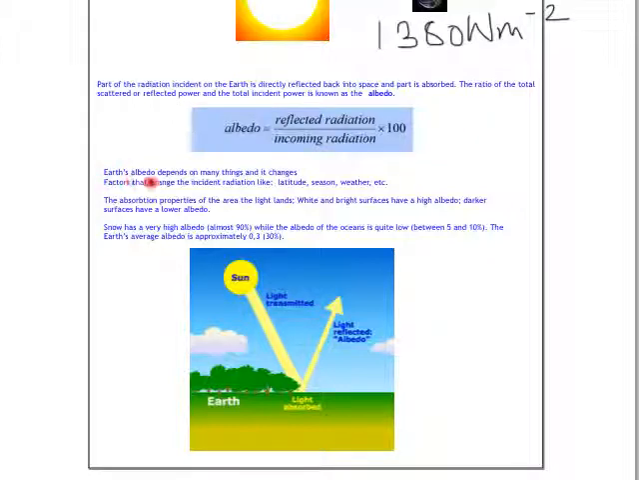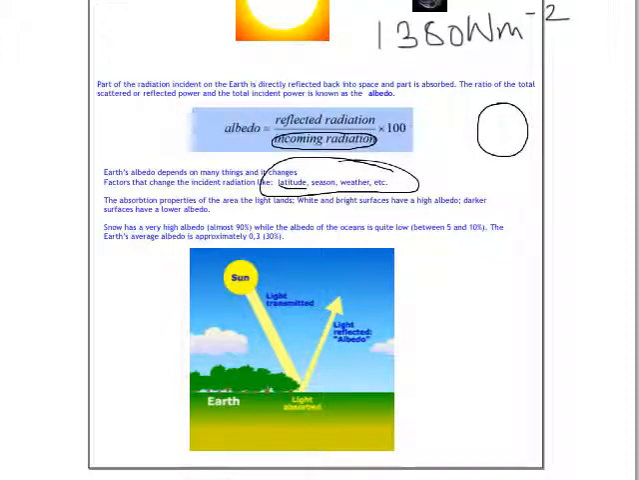The Earth's albedo depends on many things, and it changes. And things that can change it, and this is important that you can quote some of these, we mentioned them before: the latitude, the season, and the weather. The latitude, because the actual incoming radiation would be less, because in some areas of the planet, the light reaching from the sun is not head-on, it's spread over a wider area. So that incident number, that 1,380, the solar constant, would be much lower.